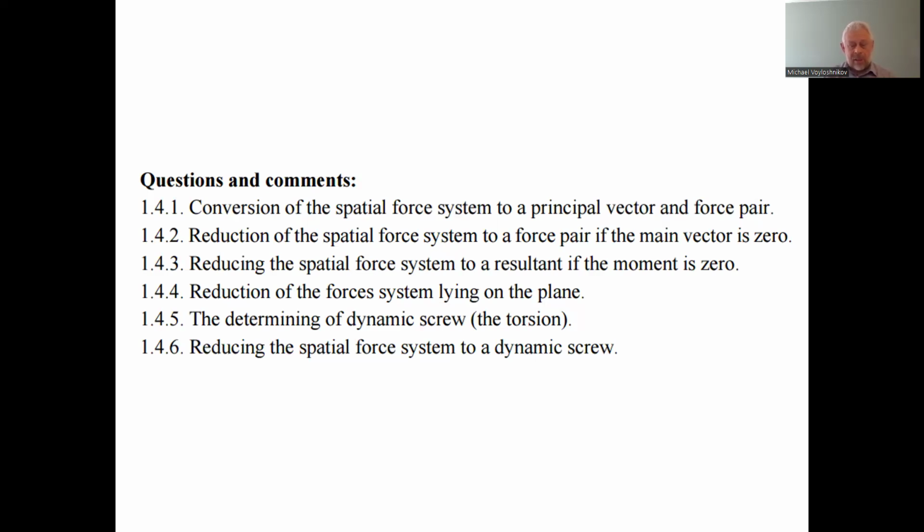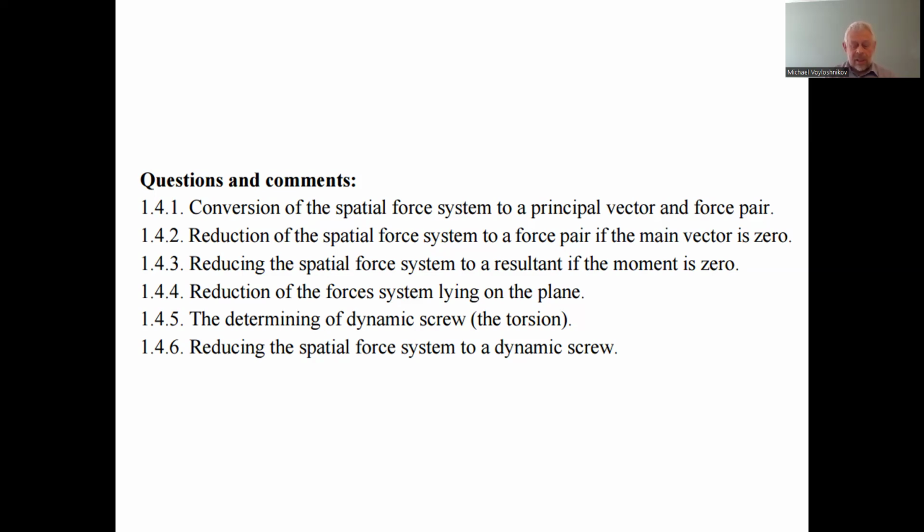Reduction of a force system lying in the plane. We have for the force system in the plane special cases. If only the main moment is a free vector, the point of application can be any. The force is a sliding vector, the point of application is on the line of action. So we can usually reduce the action of the force to a dynamic screw.